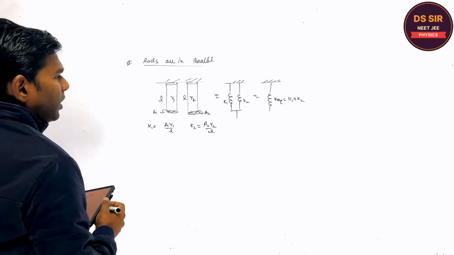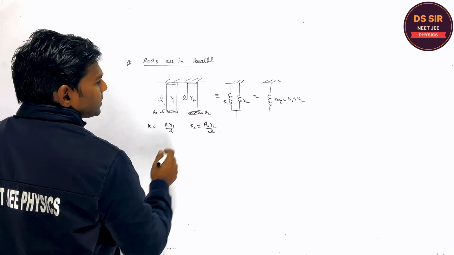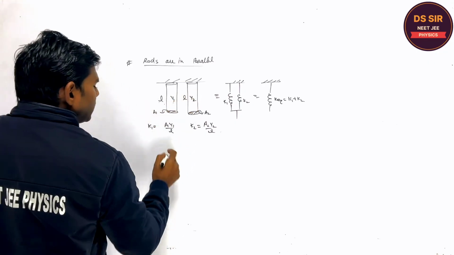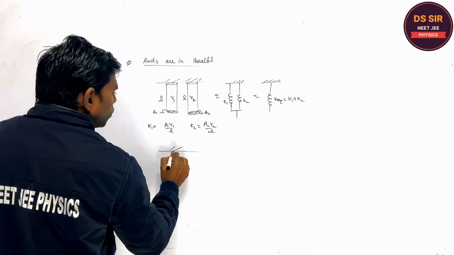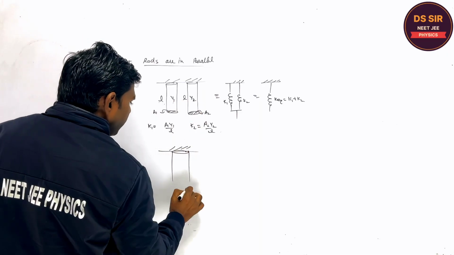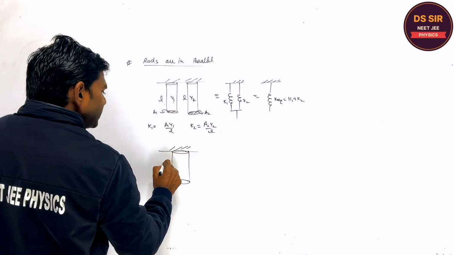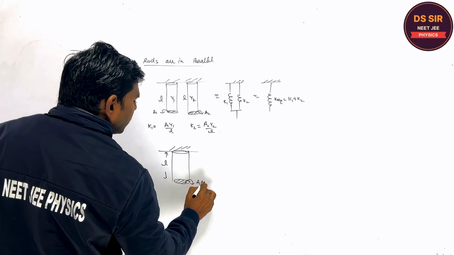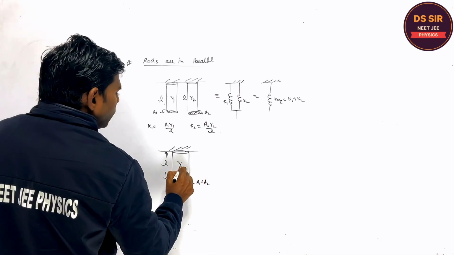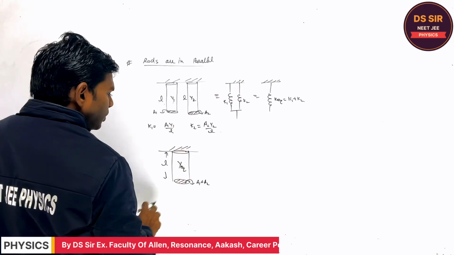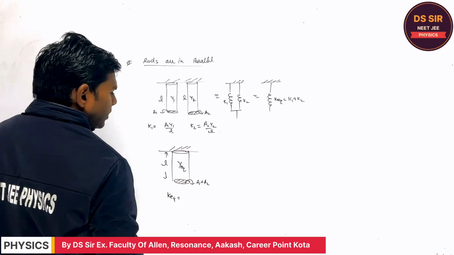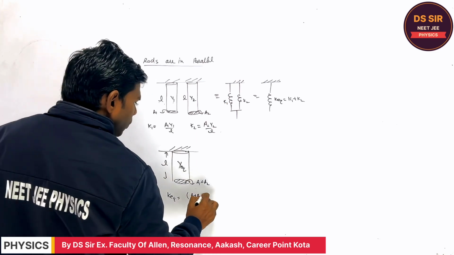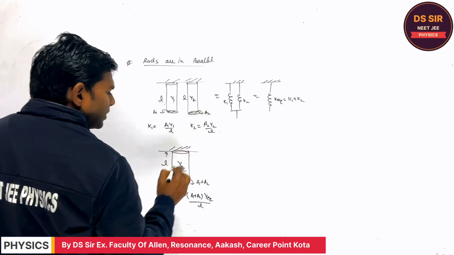If L1 and L2 are different, you may write this. Is it clear or not? So if you consider the equivalent rod, the length is the same and the area becomes A1 plus A2, and the Young's modulus is Y equivalent. So what is K equivalent? K equivalent is (A1 plus A2) into Y equivalent divided by L. Is it clear or not?